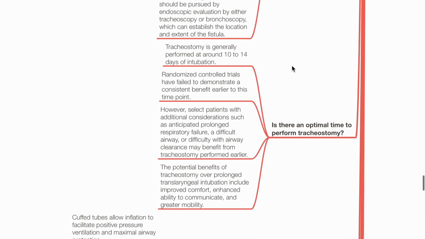Is there an optimal time to perform a tracheostomy? Tracheostomies are generally performed at around 10 to 14 days of intubation. RCTs have failed to demonstrate a consistent benefit earlier to this time point. However, select patients with additional considerations such as anticipated prolonged respiratory failure, a difficult airway, or difficulty with airway clearance may benefit from early tracheostomy. The potential benefits of tracheostomy over prolonged translaryngeal intubation include improved comfort, enhanced ability to communicate, and greater mobility.